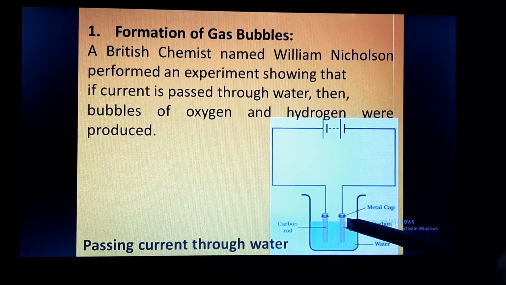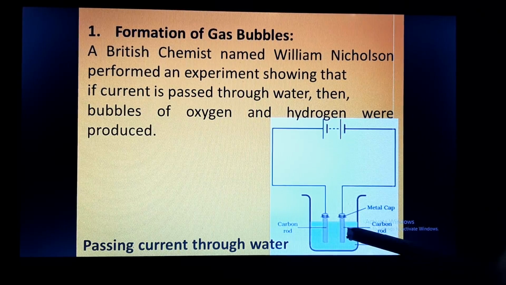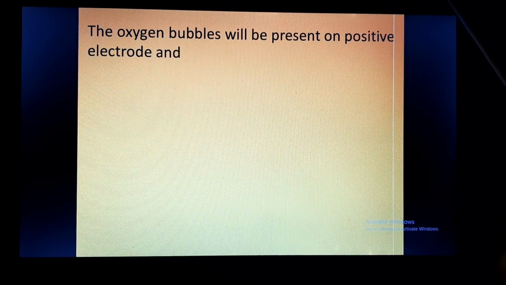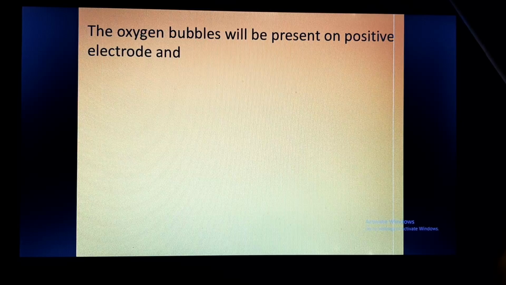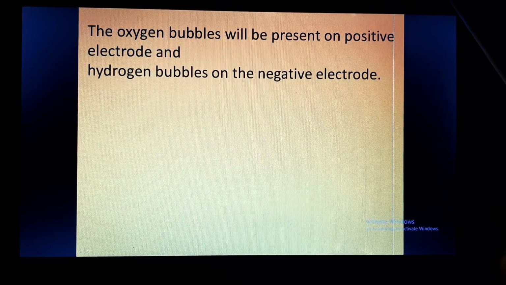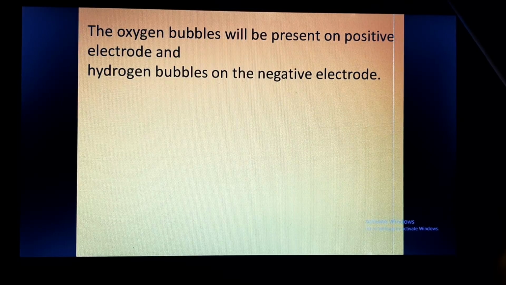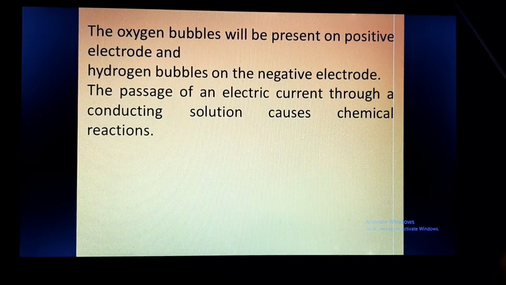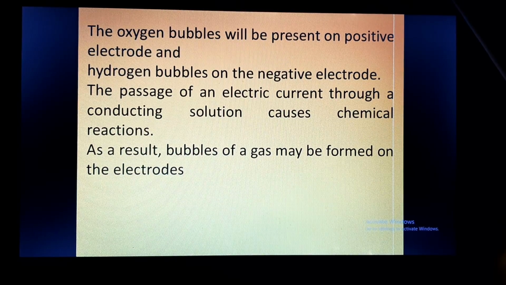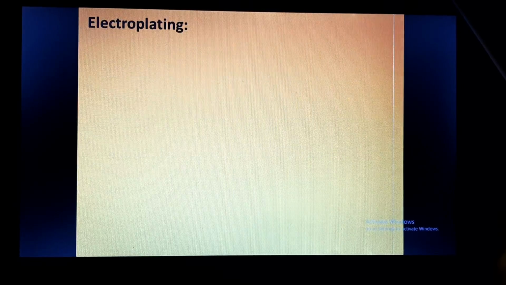There are metal caps for conductivity. Now the carbon rods: both of these are carbon rods, and this is water. The oxygen bubbles will be on the positive electrode because the oxide ion is negative. Hydrogen ion is positive, therefore the hydrogen bubbles will be on the negative electrode. So the passage of electric current through the conducting solution has caused a chemical reaction, and as a result of that chemical change, bubbles of gas have formed on the electrodes.